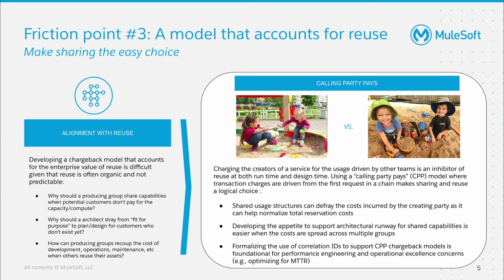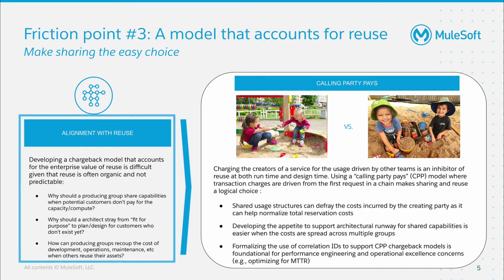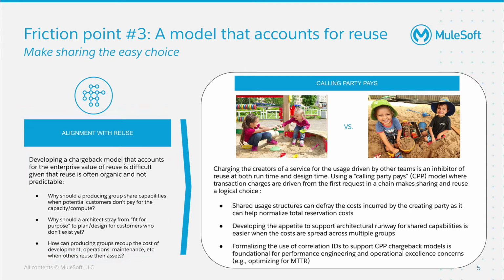The last friction point we're going to cover in this video is the lack of a model that accounts for reuse. Developing a chargeback model that accounts for the enterprise value of reuse is difficult given that reuse is often organic and not predictable. Why should a producing group share capabilities when potential customers don't pay for the capacity or compute? Why should an architect stray from fit for purpose to plan and design for customers who don't exist yet? How can producing groups recoup the cost of development, operations, maintenance, etc. when others reuse their assets?